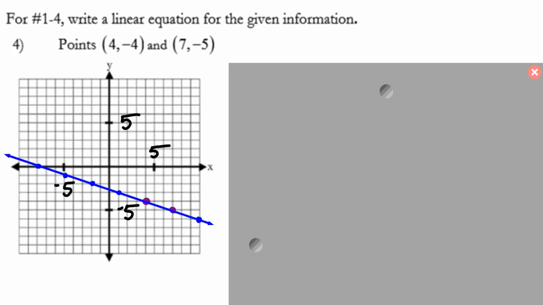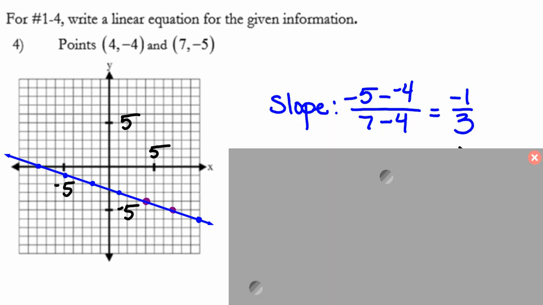So for my graphing folks, if you plot your point at 4, -4 and 7, -5, we can see that we're going down 1 and to the right 3. So our slope would be a negative 1/3. I also could have done it algebraically by doing the change in y over the change in x. That's why I have negative 5 minus negative 4, and then 7 minus 4, giving me that same slope.